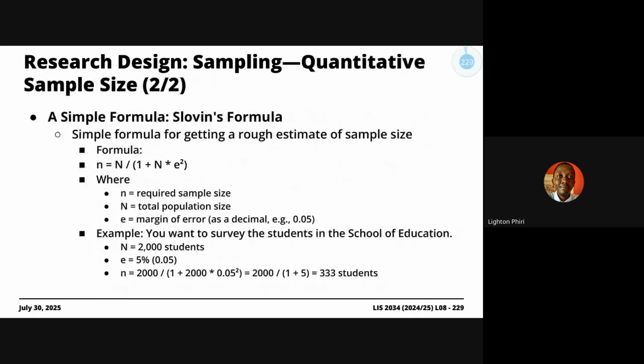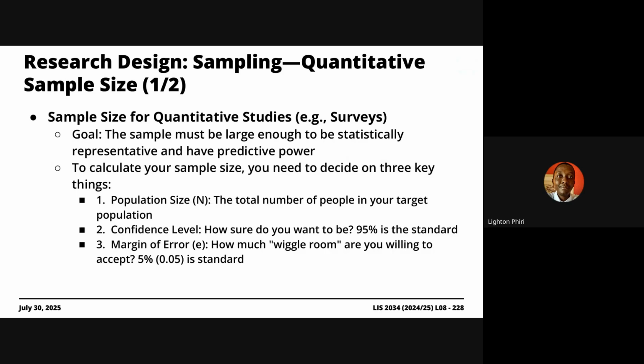Because of this, to calculate your sample size, you need to decide on three key things: the population, the total number of people in your target population; the confidence level, to what extent you want to be certain of the results themselves, like 95%; and then the margin of error, how much error you are willing to accept. All of these are important variables to take into account when you are determining sample size.